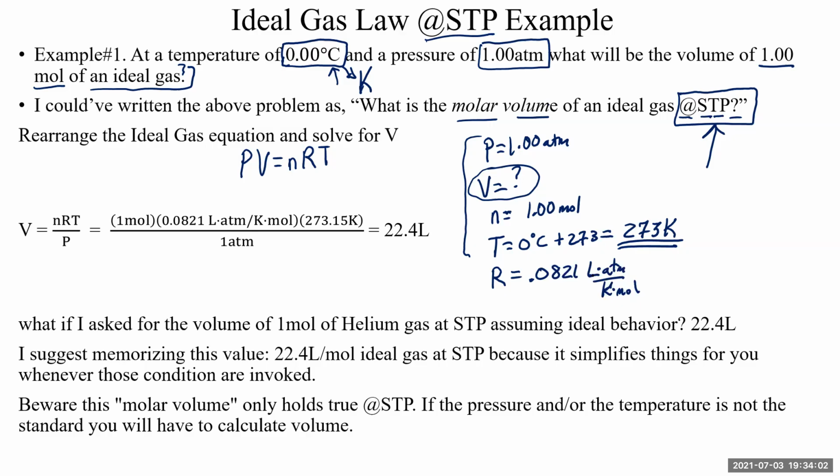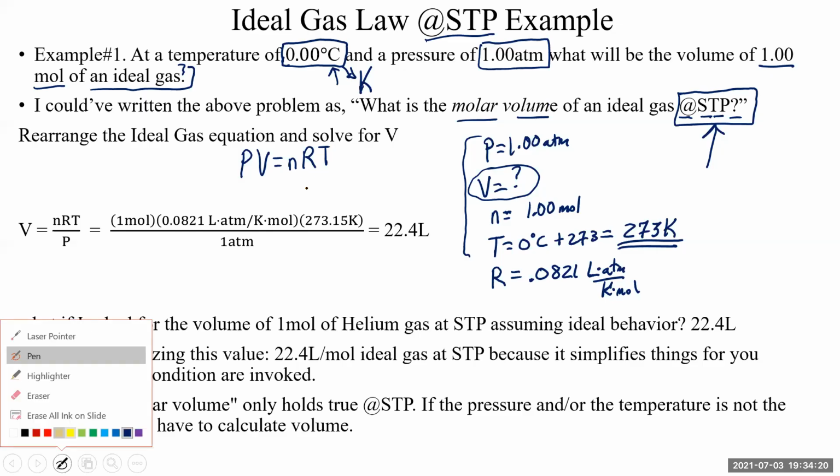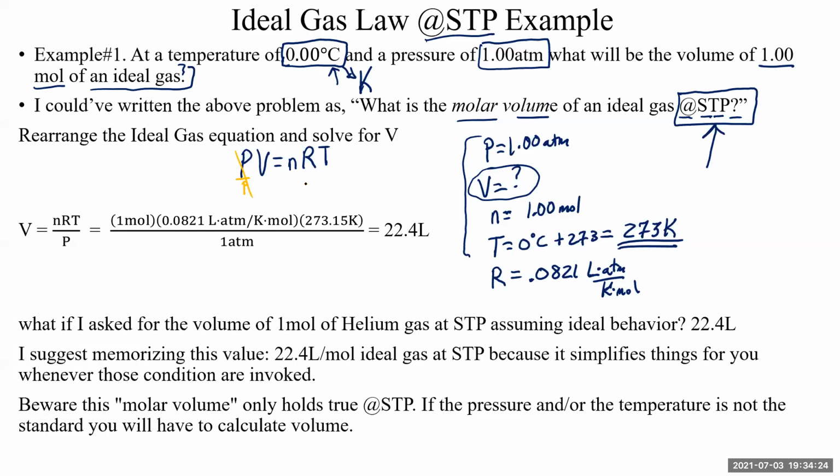Work equals force times distance. So, Newton. Let's rearrange. Sorry about that. We'll divide both sides of the equation so that V is all by itself on the left side of the equal sign. So V equals nRT divided by P, which we have written right here.